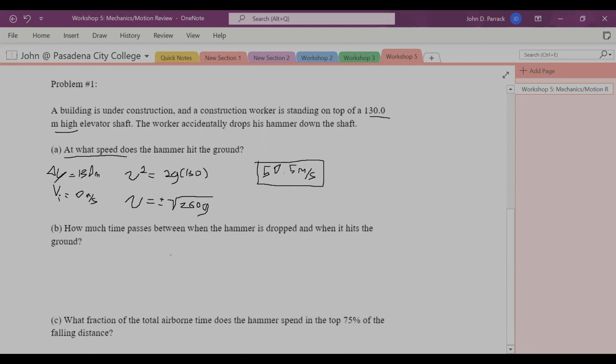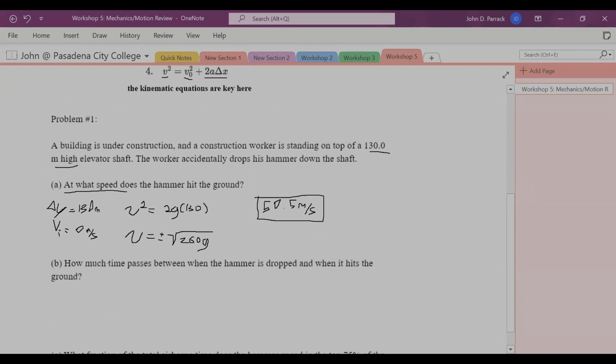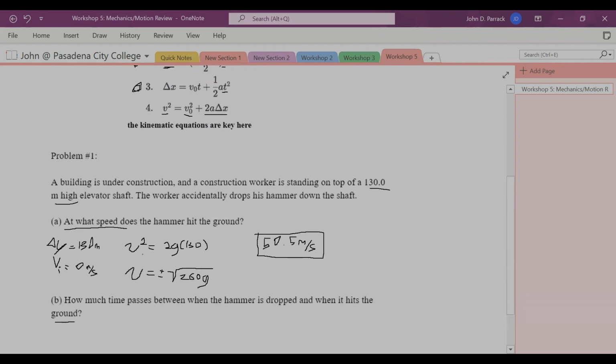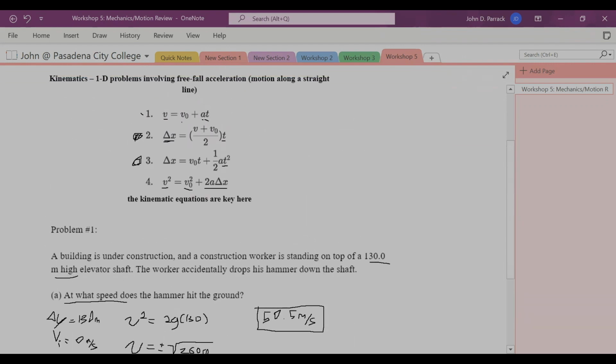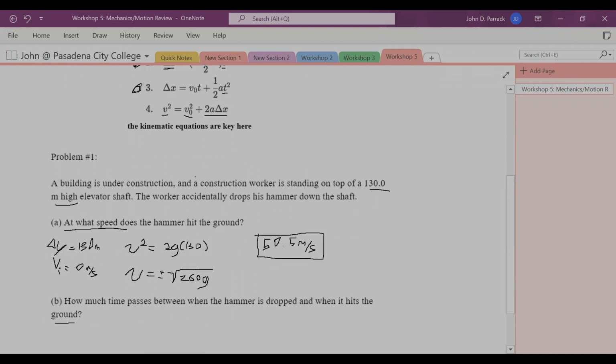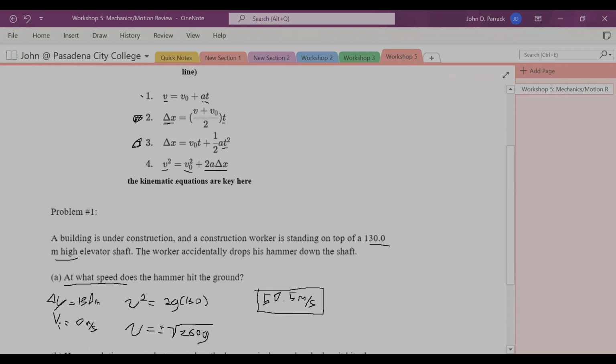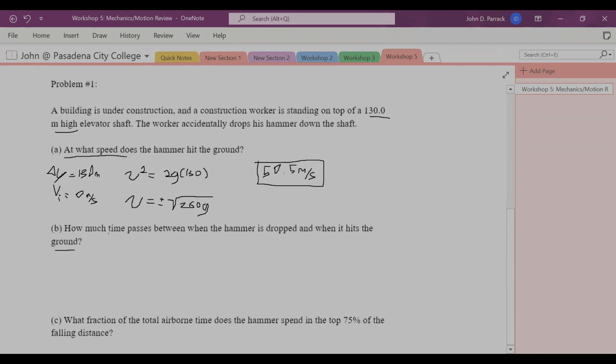Okay, let's do the next one. How much time passes between when the hammer is dropped and when it hits the ground? Okay, so now they are asking us for the time. If we would have done this the long way around that I mentioned, we would have answered part B first. So now we're looking for a different equation, one that has the time in it.